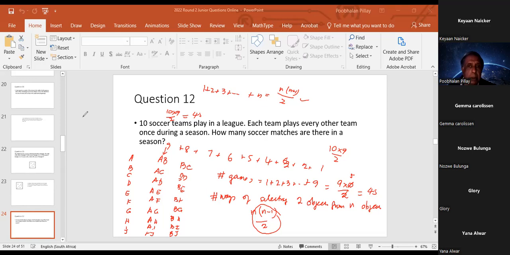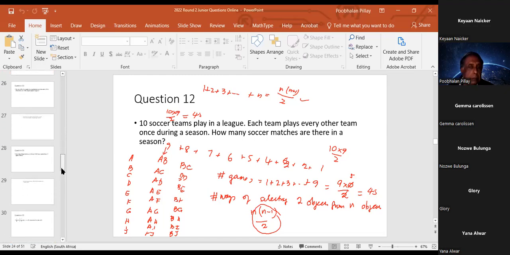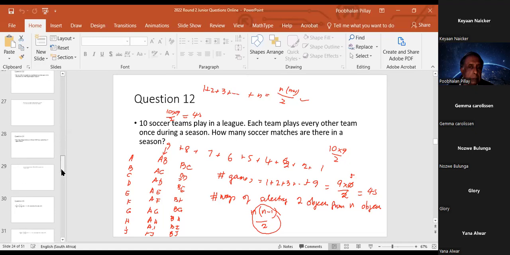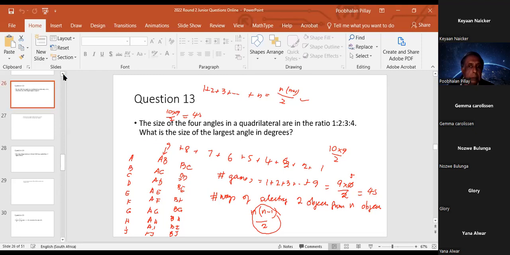All right, so let's get on to problem number 13. So the answer to this last problem was 45. The answer is 45. Okay, that's the number of games.